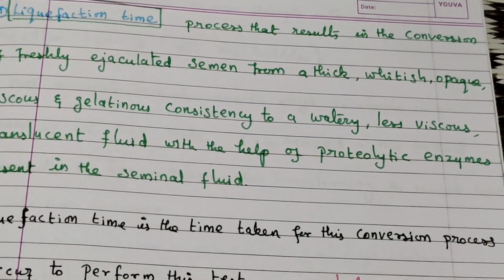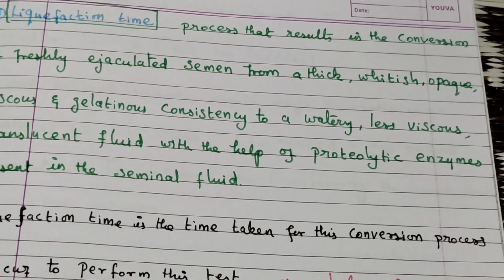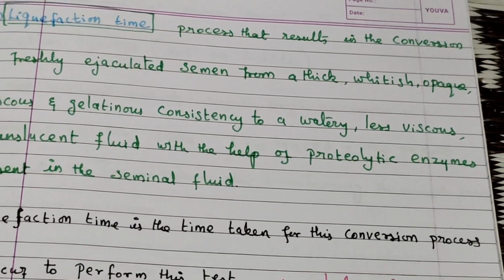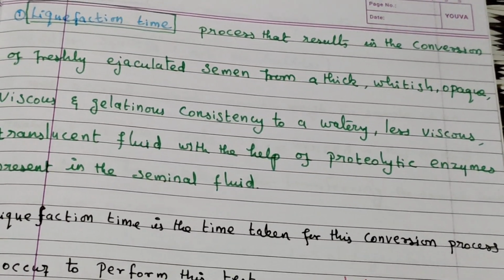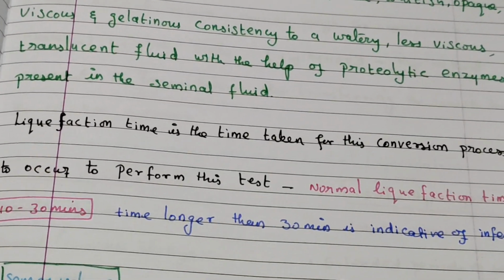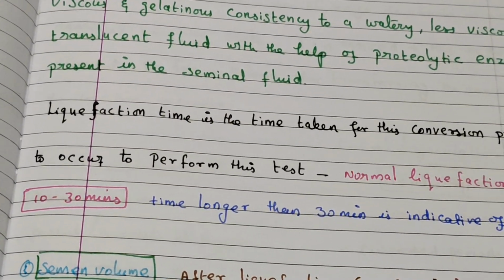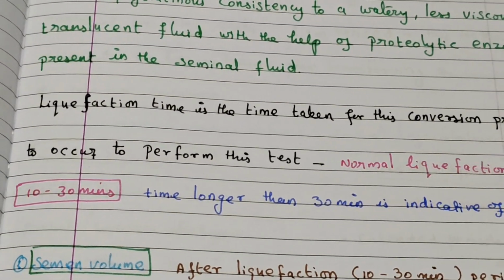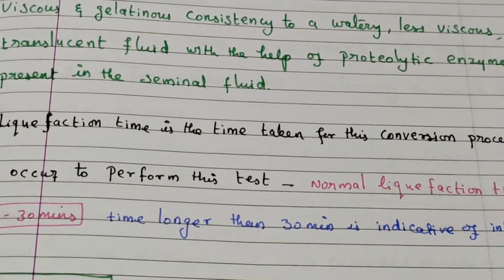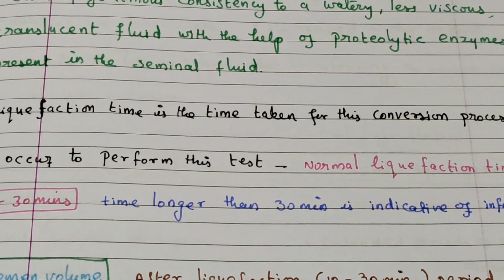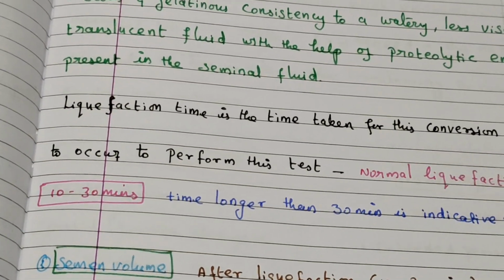To perform this test, note down the time when the semen sample is collected. Observe the semen sample and note down the time when the liquefaction is complete. The normal liquefaction time of human semen is 10 to 30 minutes. Any period of time longer than 30 minutes indicates infection. So more than 30 minutes indicates infection.